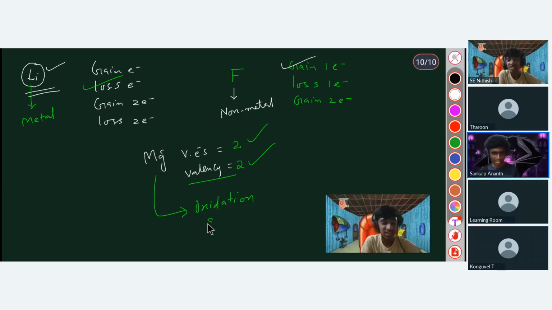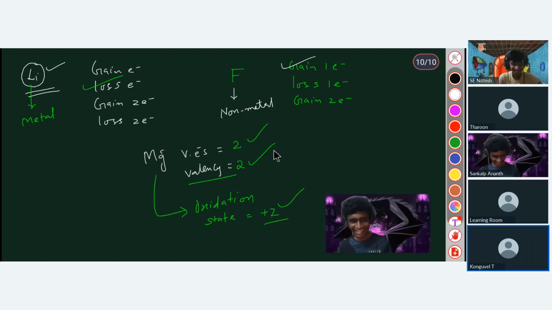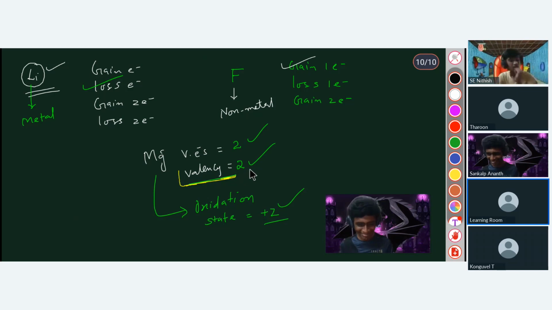If I write just 2, then for the oxidation state it will be plus 2. If I argue with my teacher at school, she will tell me to go and study the book. But you have to remember: whenever we write valency, you do not write the charge. But when you talk of the oxidation state, then you have to write the charge.